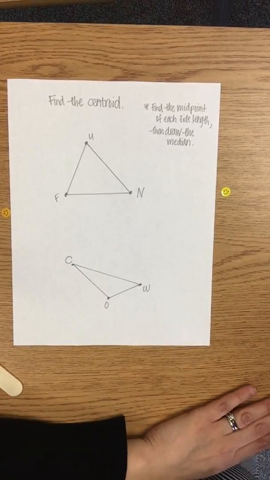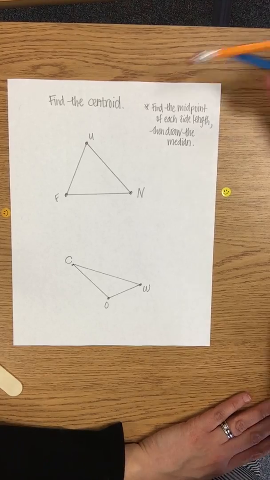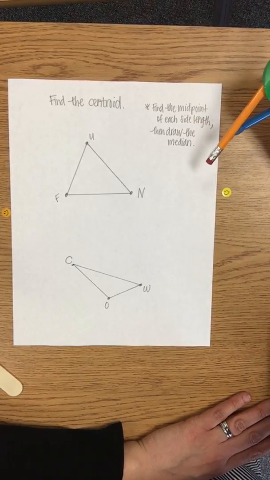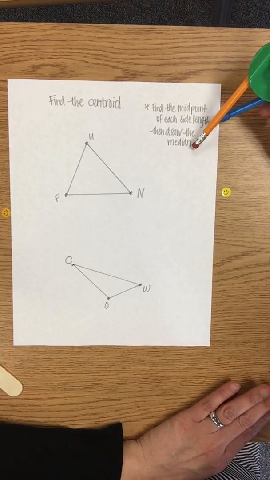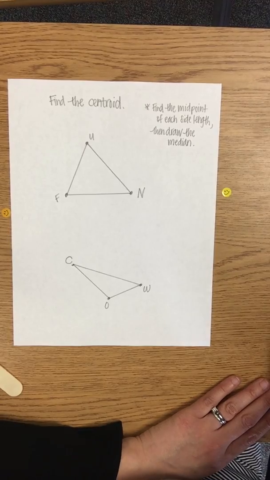Today we're going to find the centroid of triangle FUN and COW. We're going to do that by finding the midpoint of each side length, and then we're going to draw the median. And where all three medians intersect is our point of concurrency, which is called our centroid.